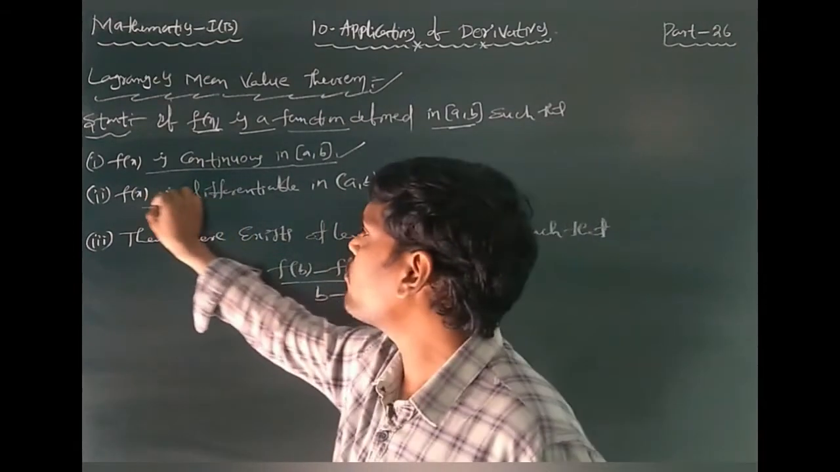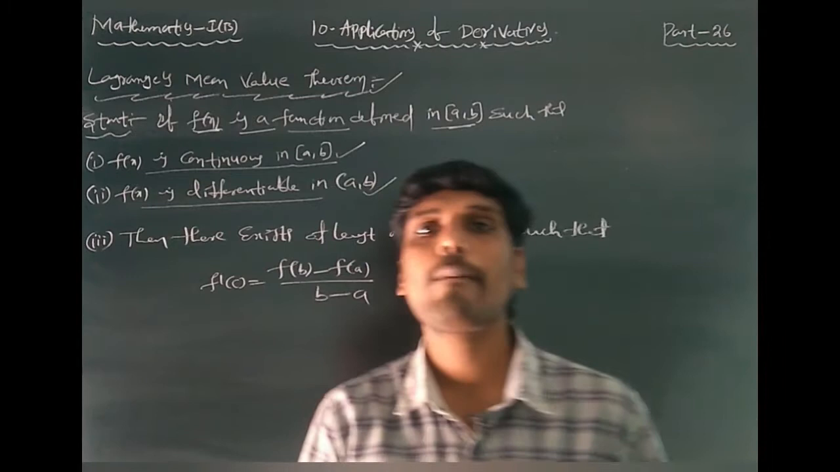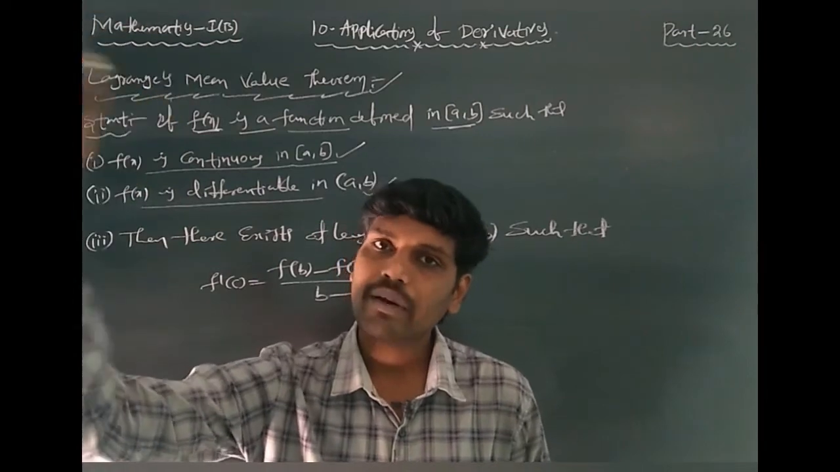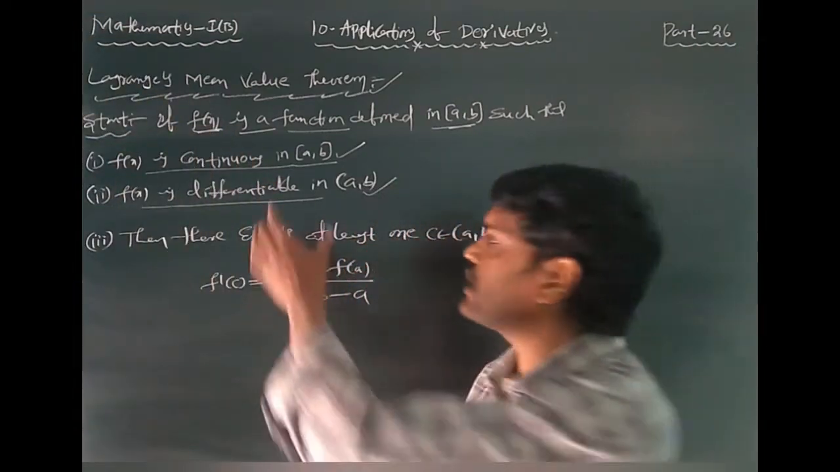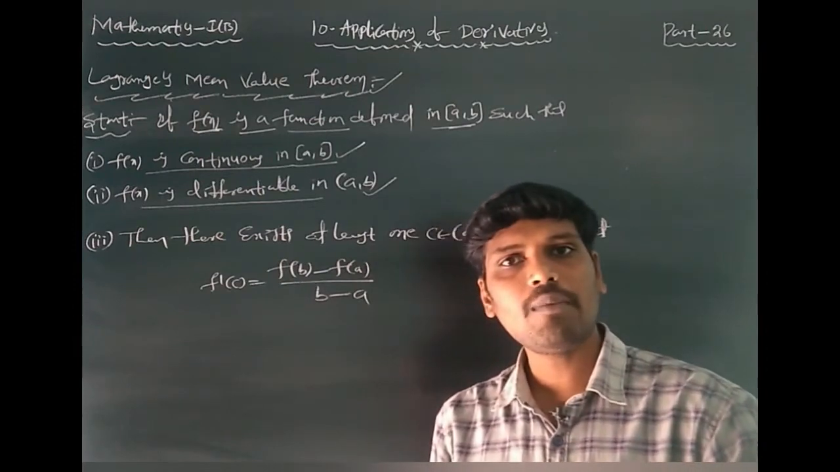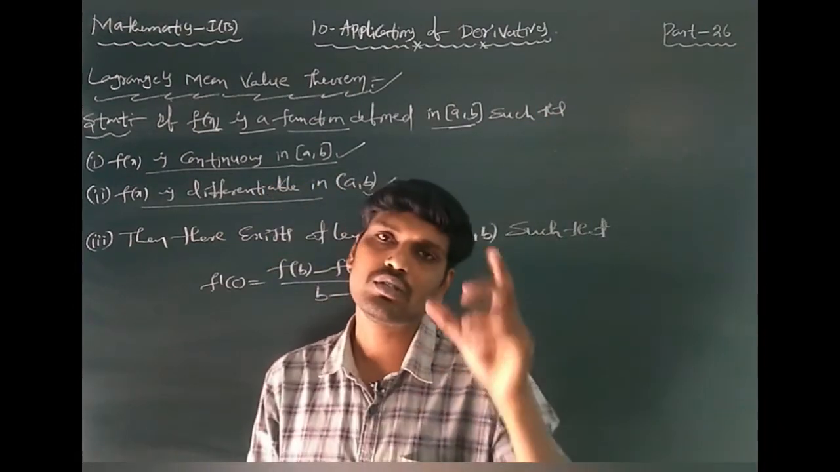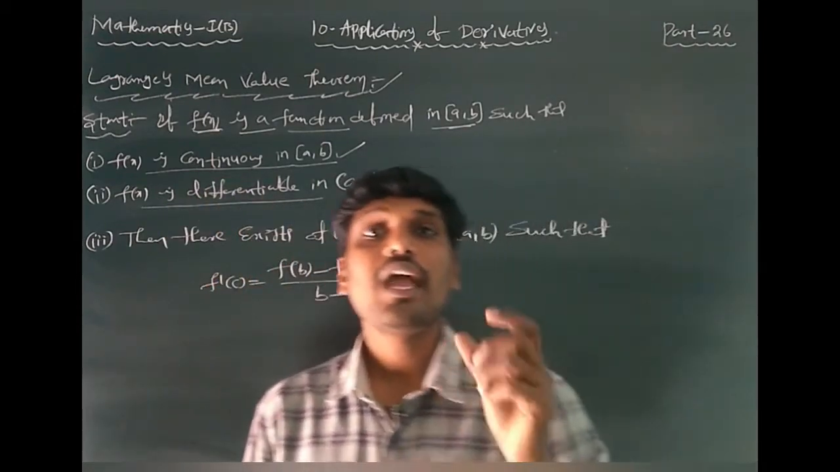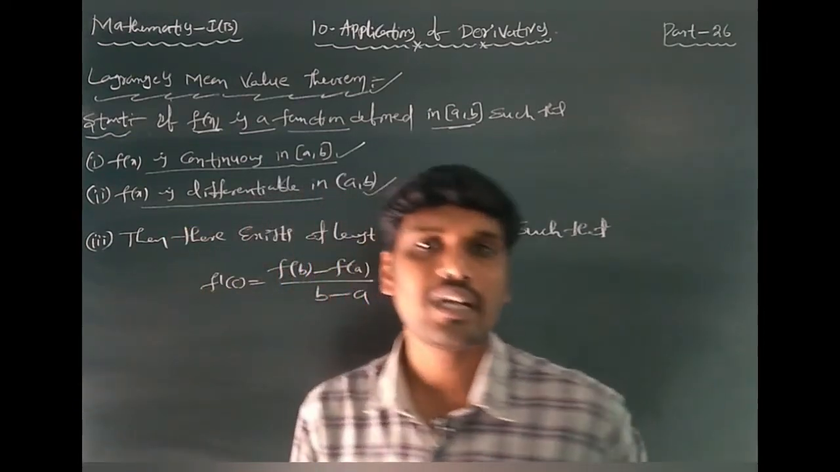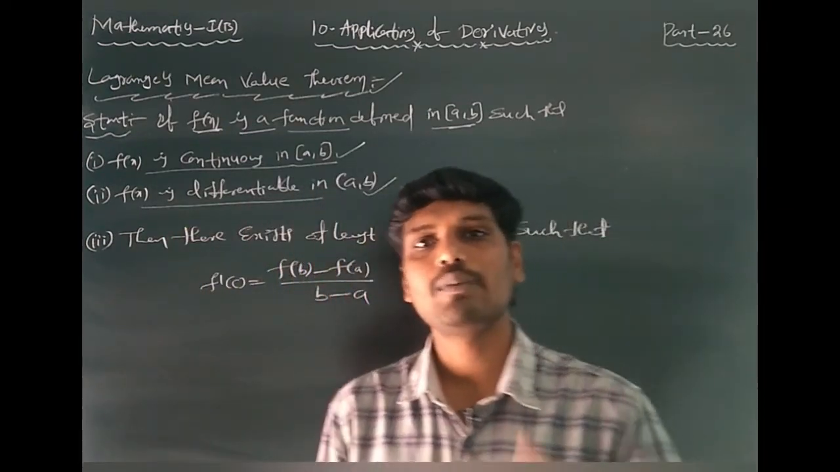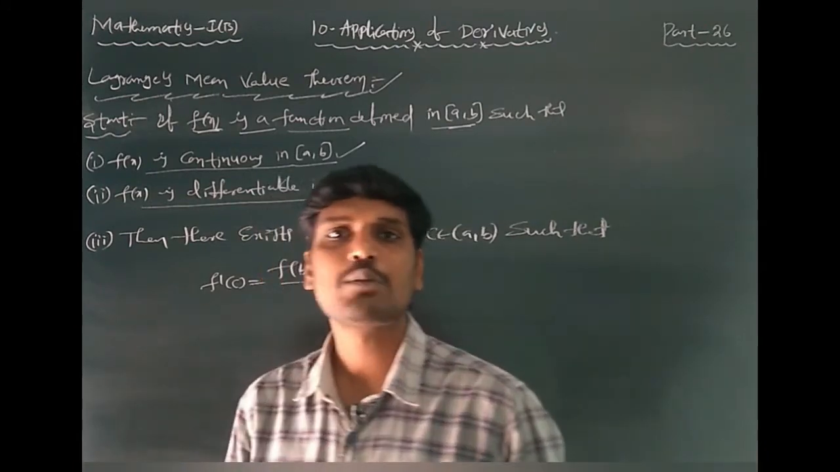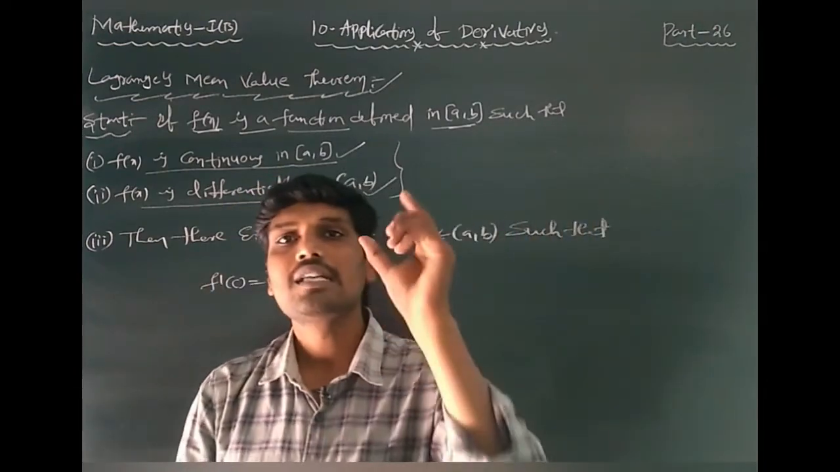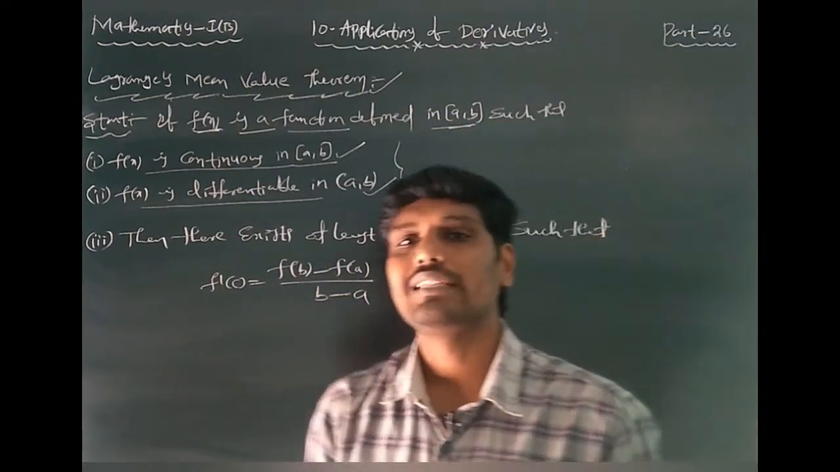The second one is f of x is differentiable in the open interval a comma b. Similarly, in Rolle's theorem, the first condition is f of x is continuous in the closed interval a comma b, and the second condition is f of x is differentiable in the open interval a comma b. So the first 2 conditions are the same for Rolle's theorem and Lagrange's mean value theorem.